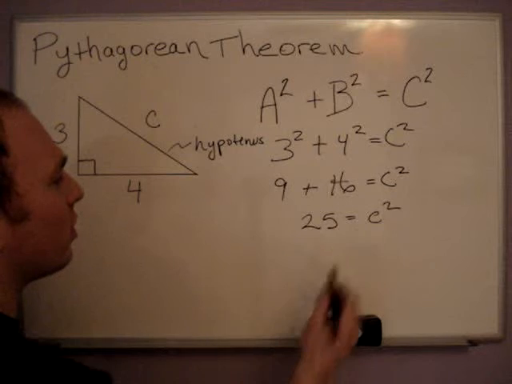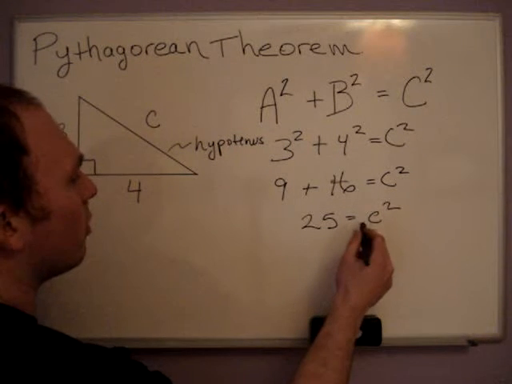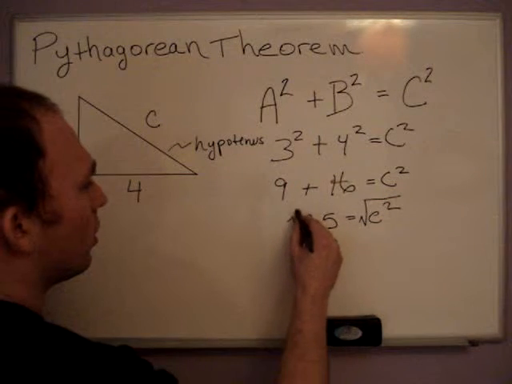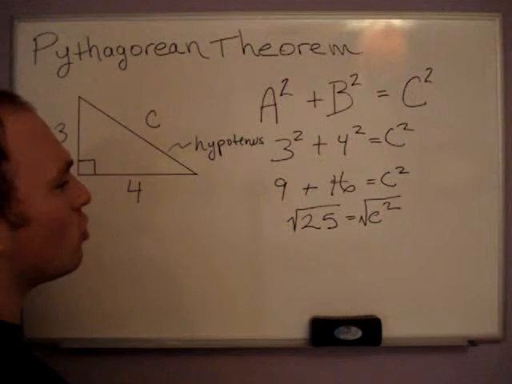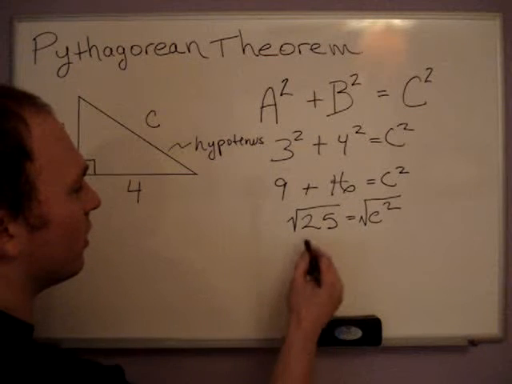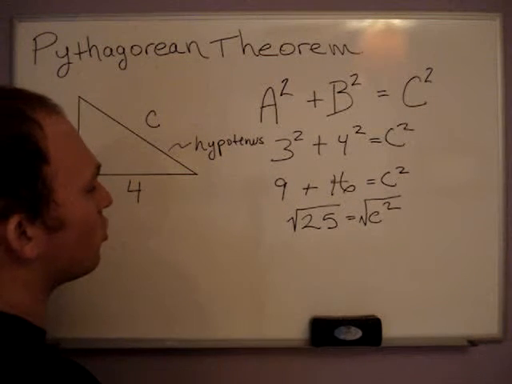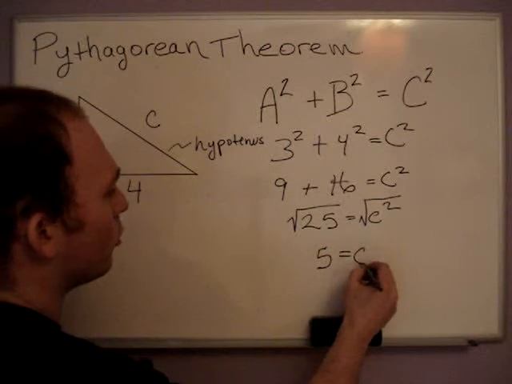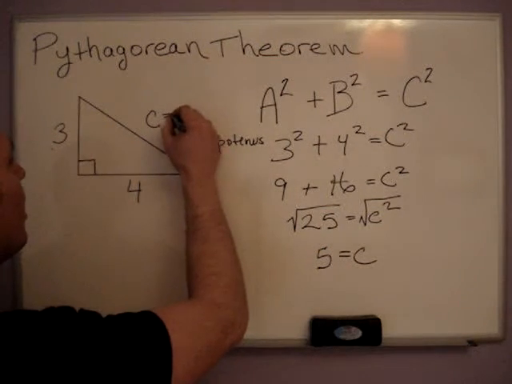And finally, you want to get c by itself. To get rid of a square, you use the square root. If you remember, the square root is two numbers that multiply together to get the number inside. So 5 times 5 is 25. So the square root of 25 is the value 5, which equals c. So c equals 5.